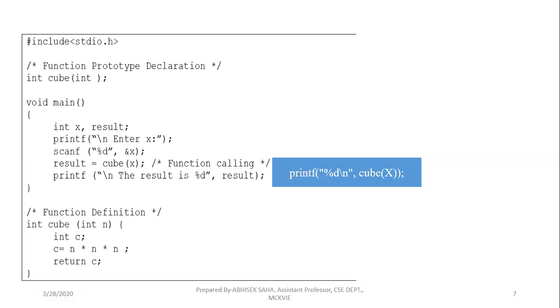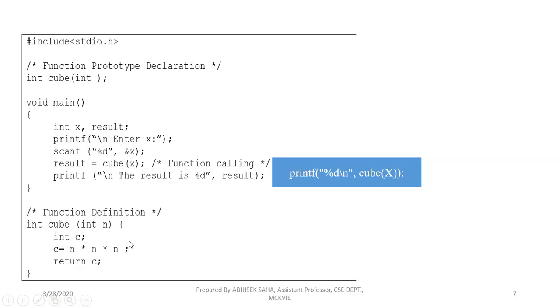The data type of the return value must be integer. So the return data type is integer. The name of the function is cube, and it is taking only one parameter, that is also an integer. Okay? And this is the function definition part. It is the function which is only calculating n cube and returning the value of n cube to the caller. You have declared a local variable c inside the function cube.